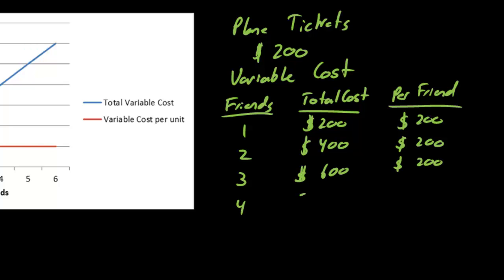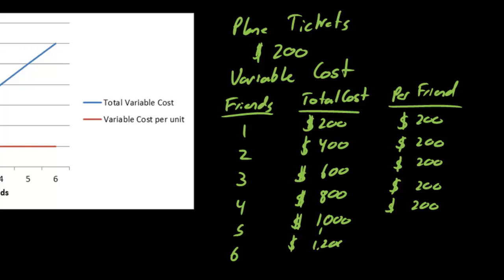If we invite 4, the total cost will be $800. But again, per friend, it's still only $200. If 5 people come on the trip, the total cost is $1,000. But per friend, it's still only $200. And if we bring 6 people on the trip, the total cost will be $1,200. But per friend, it will still be $200.